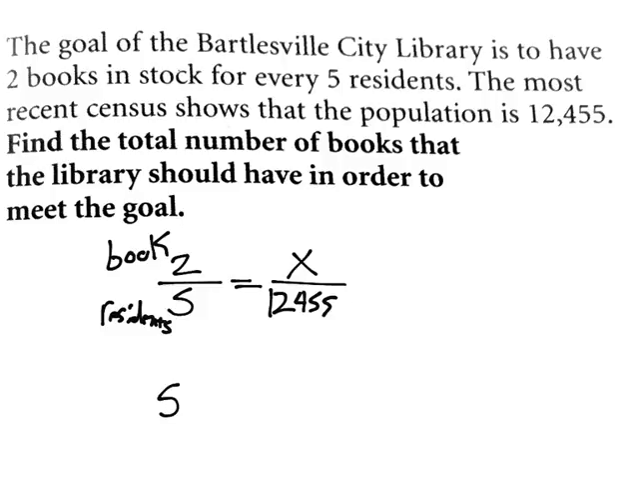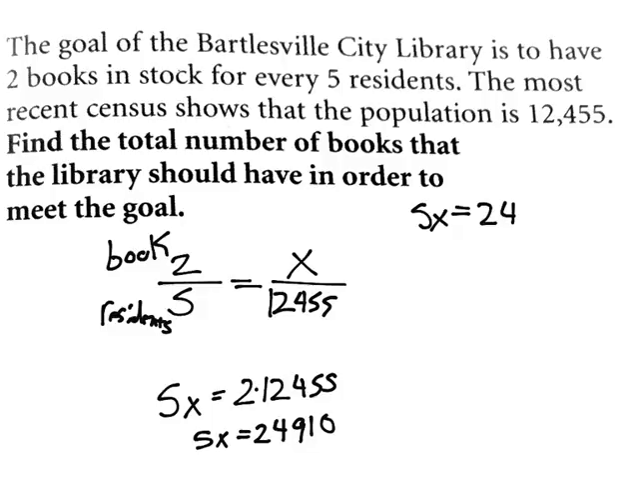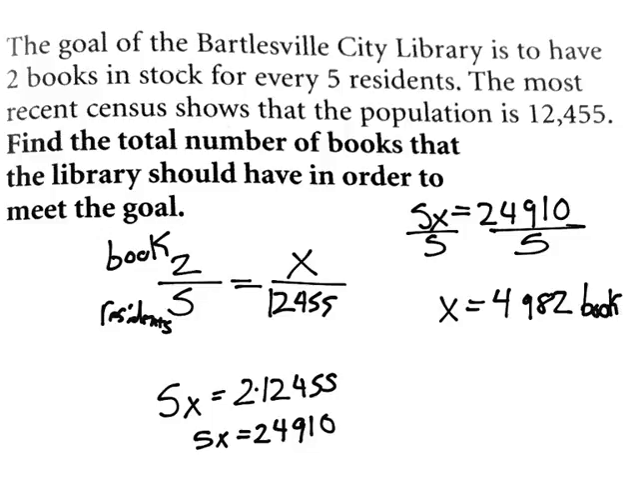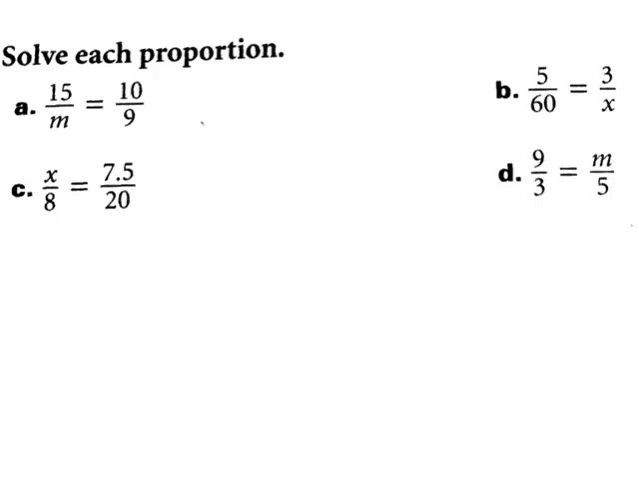So we end up with 5 times x equals 2 times 12,455, or 5x equals 24,910. So if we have 5x equals 24,910, we divide by 5, and end up with x equals 4,982 books. Alright, so if we can do that, we can cross multiply and figure these out.